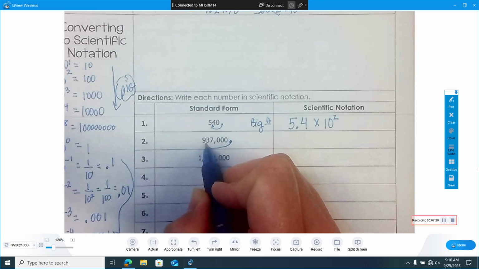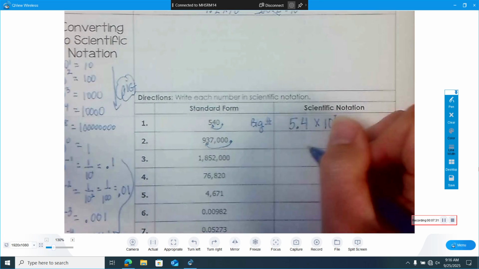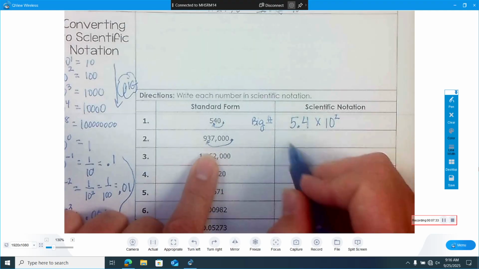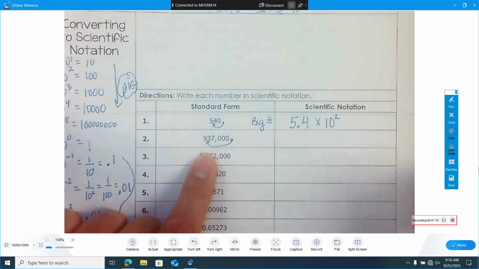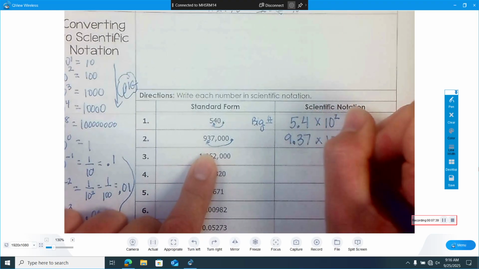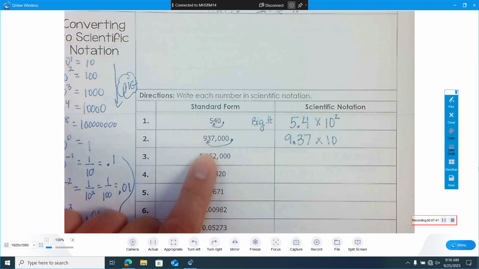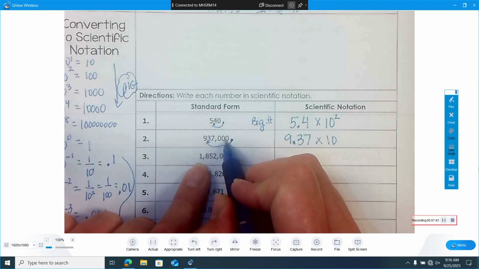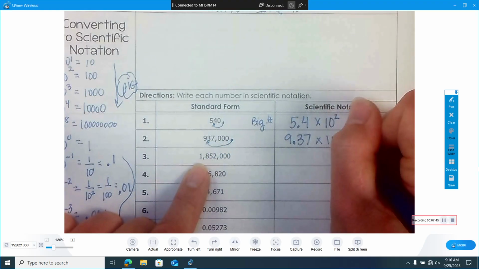Between the 3 and the 9, right there. It's got to move that far. So my leading number here, the A, is going to be what? 9.37 times 10 to what power? 5. Let's see. 1, 2, 3, 4, 5. Yeah. Great.